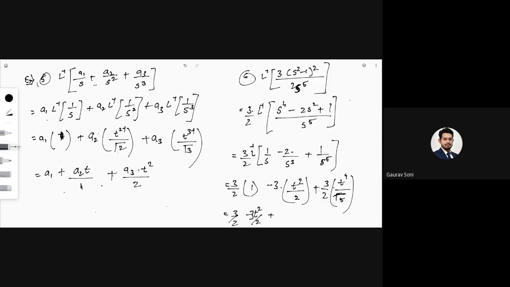Gamma of 5 is 4 factorial. 4 factorial is 24. So 1 into 2 into 3 into 4. 3, 3 will get cancelled out. So what do we have? 4 into 2, 8, 8 twos are 16. t raised to 4 divided by 16. The final one.